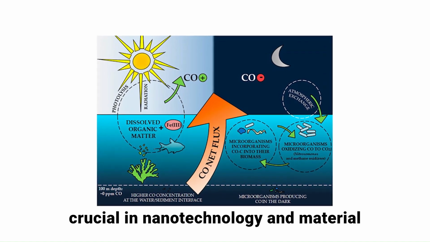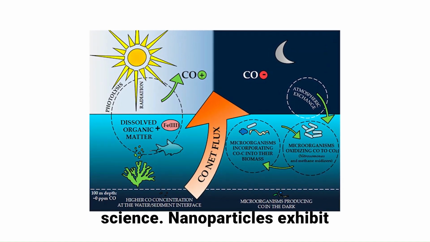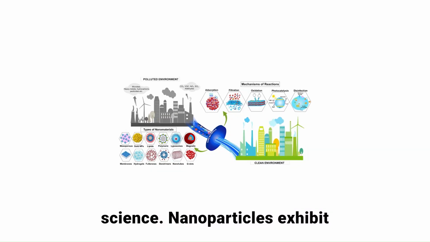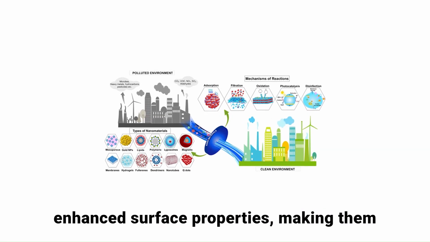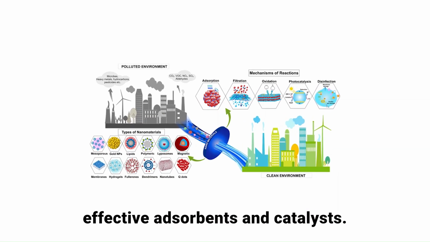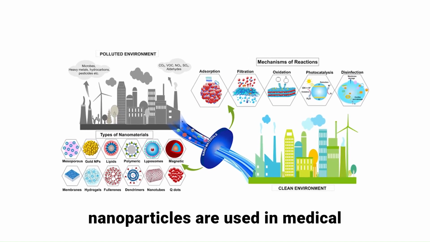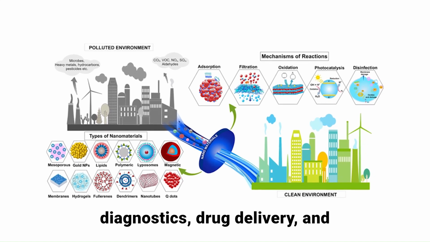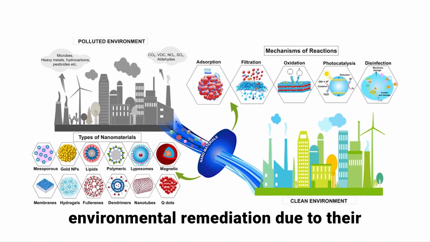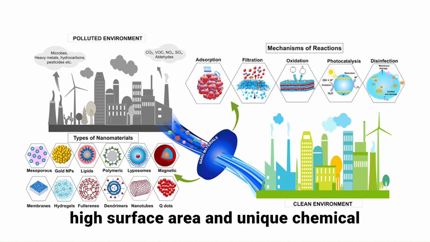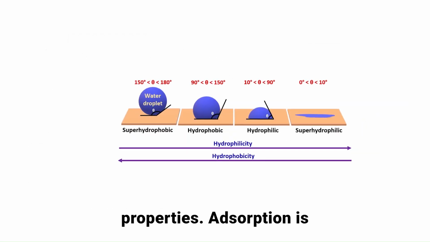Surface chemistry is crucial in nanotechnology and material science. Nanoparticles exhibit enhanced surface properties, making them effective adsorbents and catalysts. For instance, gold and silver nanoparticles are used in medical diagnostics, drug delivery, and environmental remediation due to their high surface area and unique chemical properties.